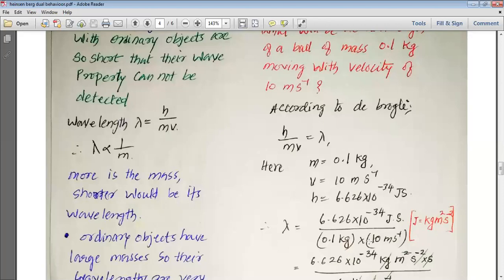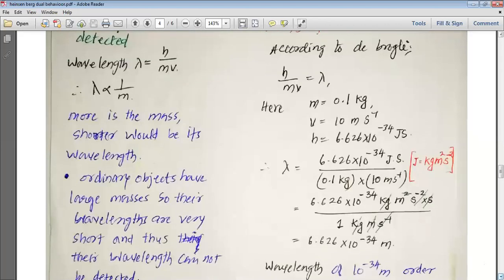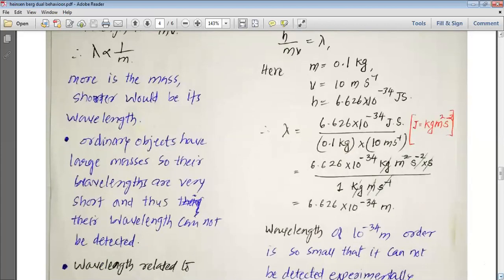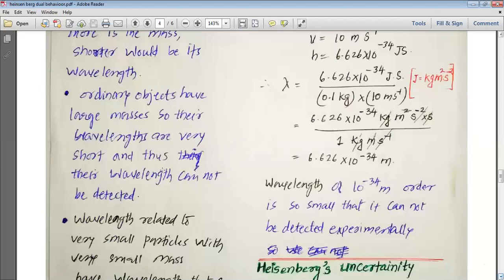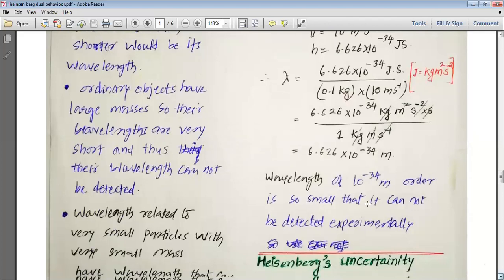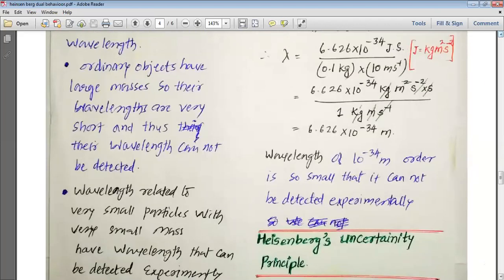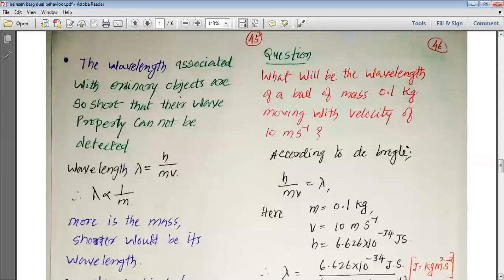The more the mass, the shorter its wavelength. Ordinary objects have large masses, so their wavelengths are very short and thus cannot be detected. Very small particles with very small mass have wavelengths that can be detected experimentally when they are in motion. So very small particles like electrons have very small mass, and that is why their wavelength can be detected practically.